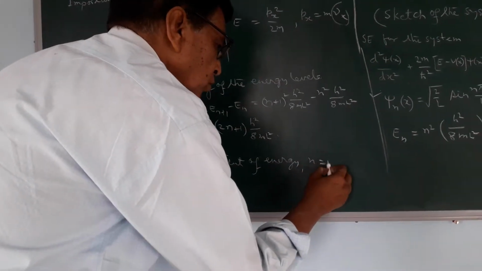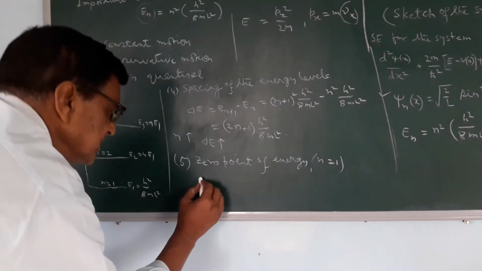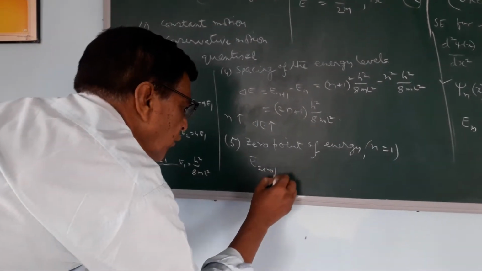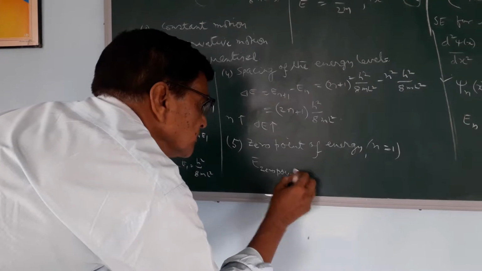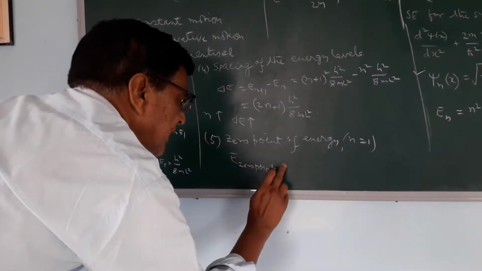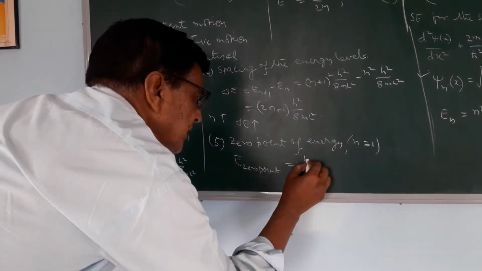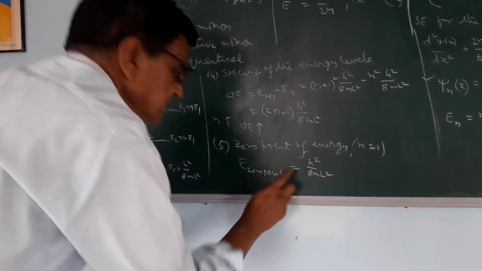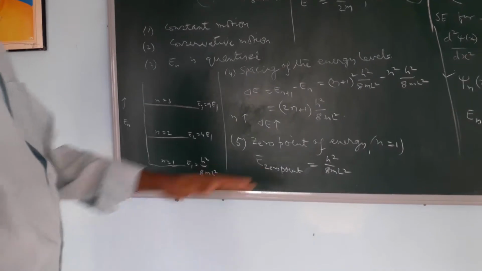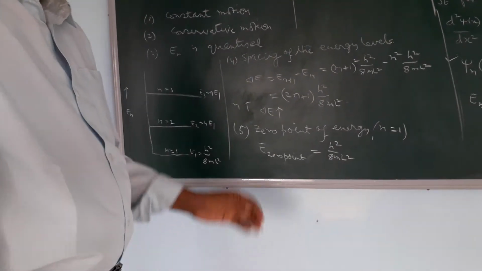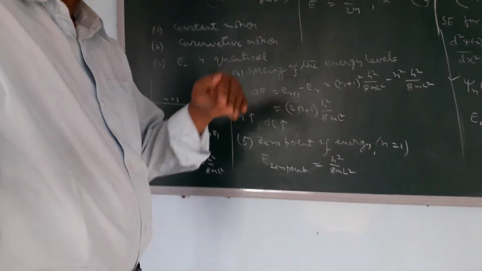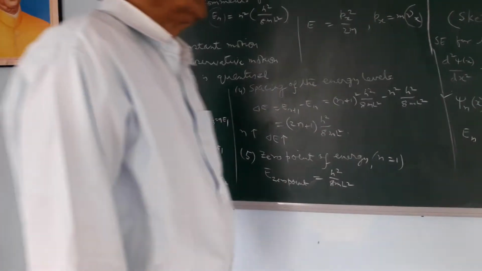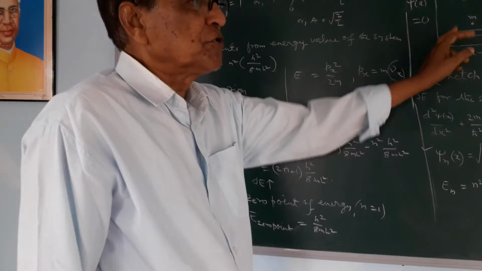Putting n equal to 1, we get the zero point energy, E0 equal to h square divided by 8mL square, and it is not equal to 0. It means at 0 Kelvin temperature the particle still will execute motion and will not be at rest.